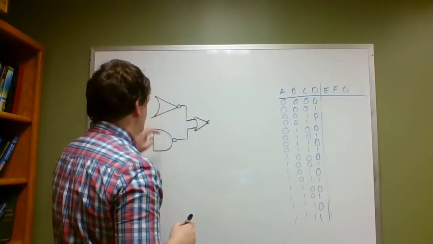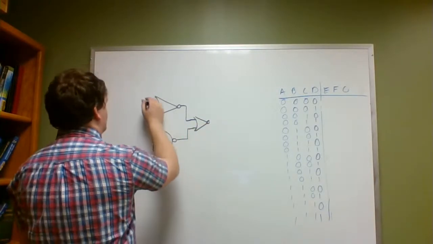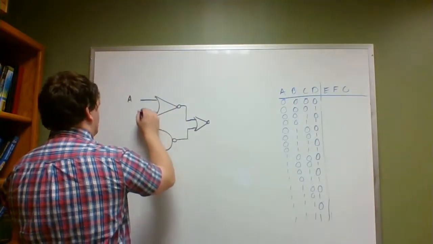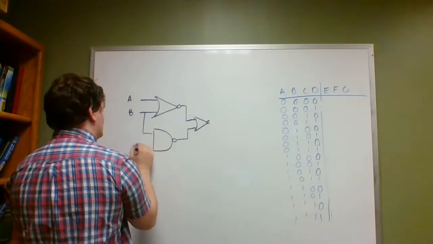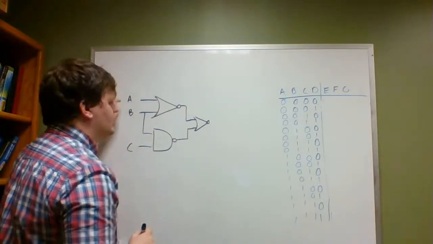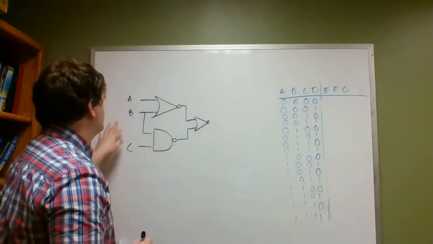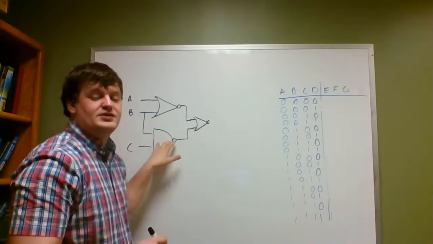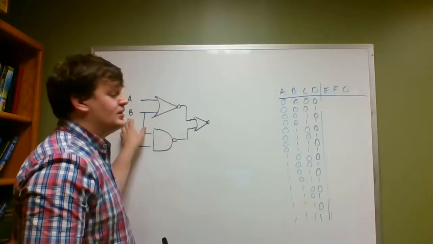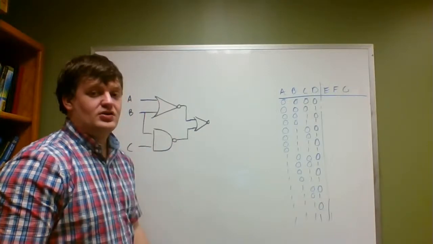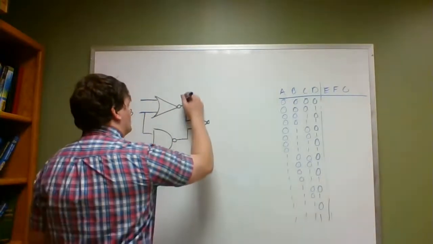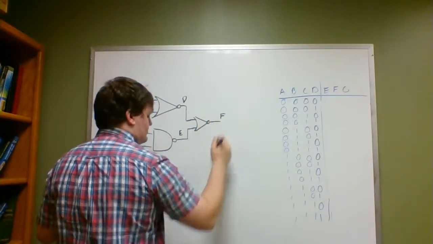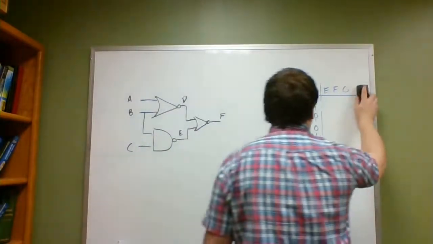So this is NOR, NAND, NOR. And we've got A, we've got B, we've got C. Now here, B is in both of these. So the inputs of this NAND gate depend on B, and the inputs of this NOR gate also depend on B. We'll go ahead and call this D, this will be E, and this will be F. So I have to rewrite my table.